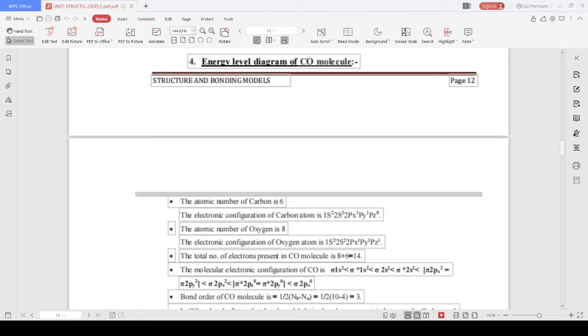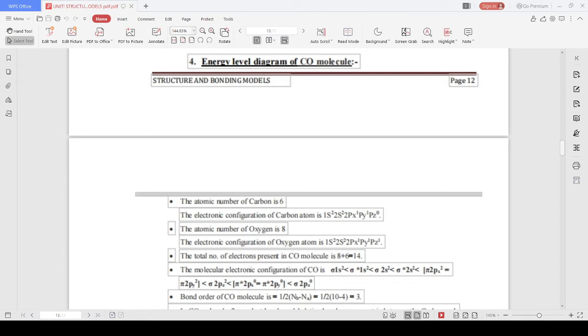So the molecular electronic configuration of carbon monoxide is sigma 1s2 less than sigma star 1s2 less than sigma 2s2 less than sigma star 2s2 less than pi 2px2 equal to pi 2py2 less than sigma 2pz2 less than pi star 2px0 equal to pi star 2py0 less than sigma star 2pz0.